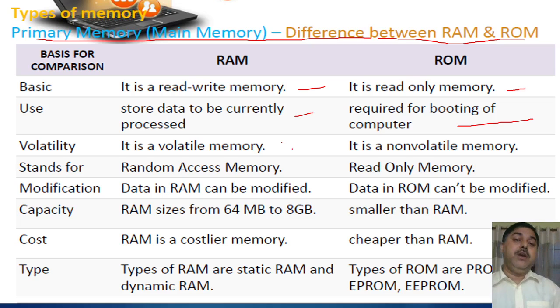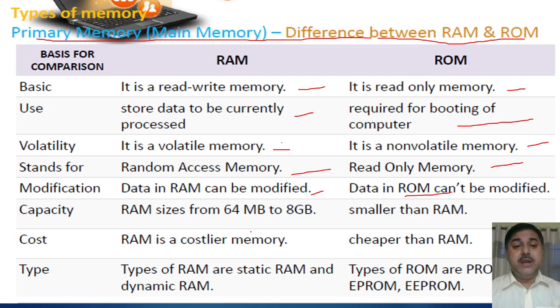Next, the volatility. What you write in RAM will be wiped off when you switch off the power supply, but ROM is non-volatile. What you write there will remain for a long duration of time. RAM stands for random access memory, and ROM is read-only memory. Data in RAM can be modified, that means we can change the data we are giving, but the data stored in ROM we cannot modify.